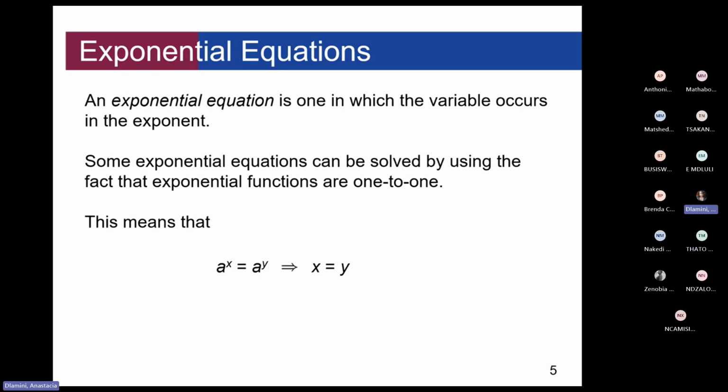Now they say some exponential equations can be solved by using the fact that exponential functions are one-to-one. This means that if you have a to the power of x equals a to the power of y, this means that x is equal to y. Is that clear or not? Clear, ma'am.